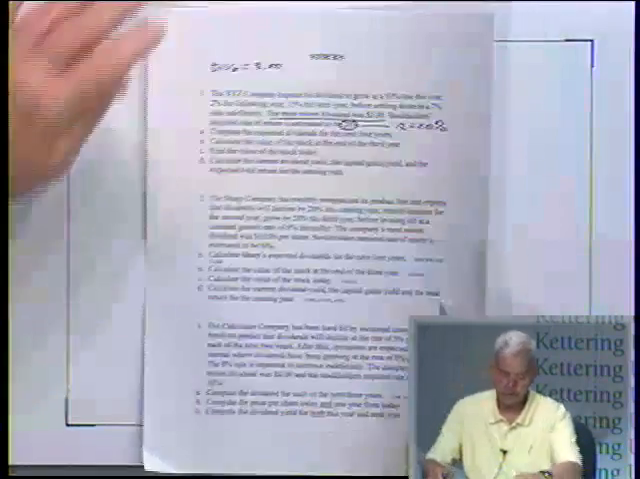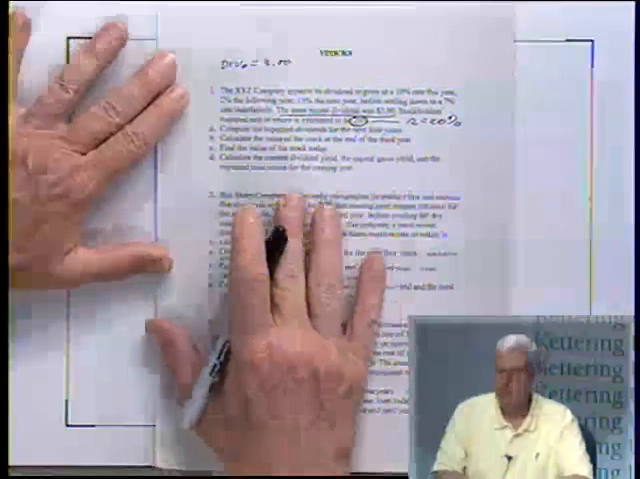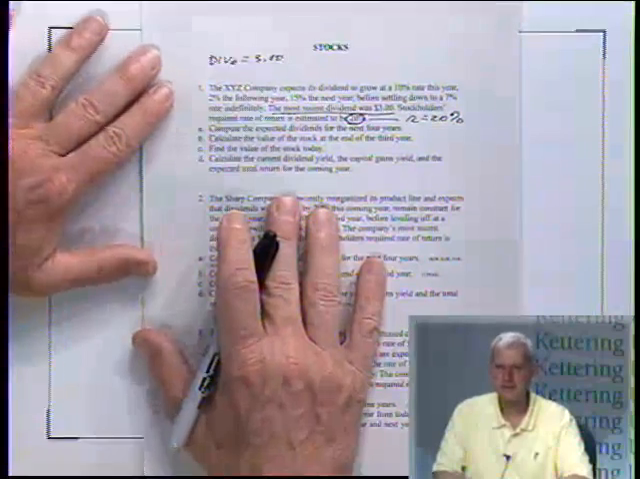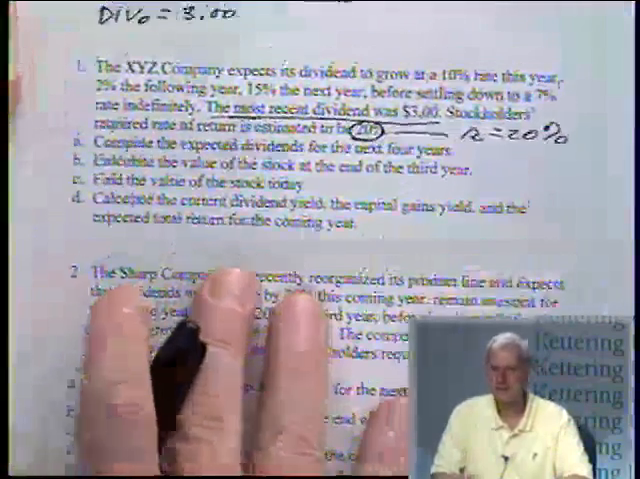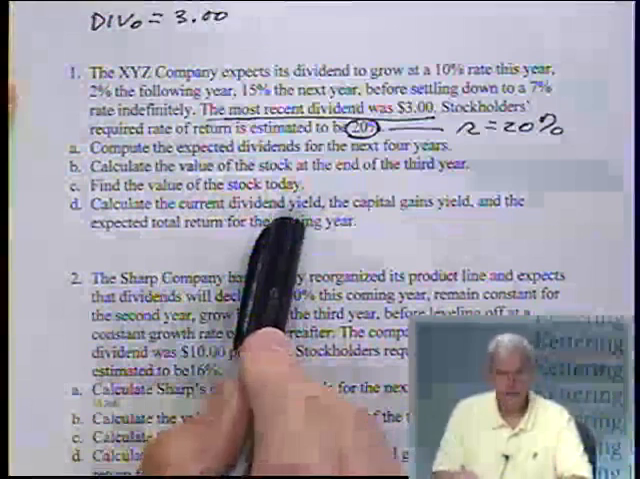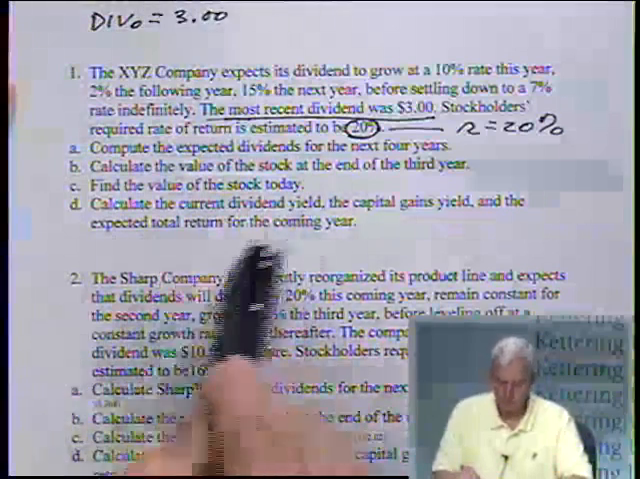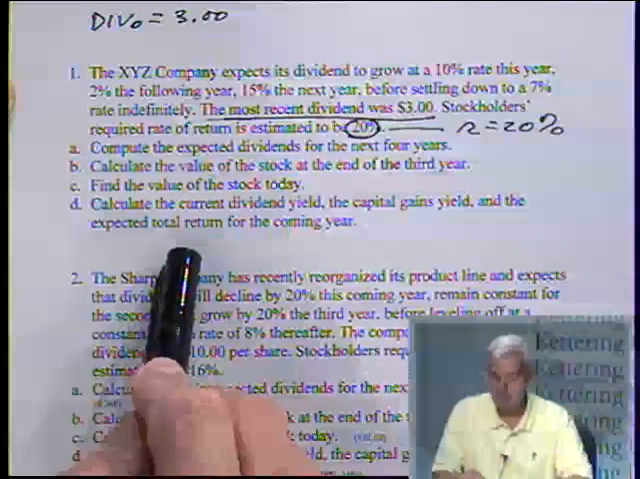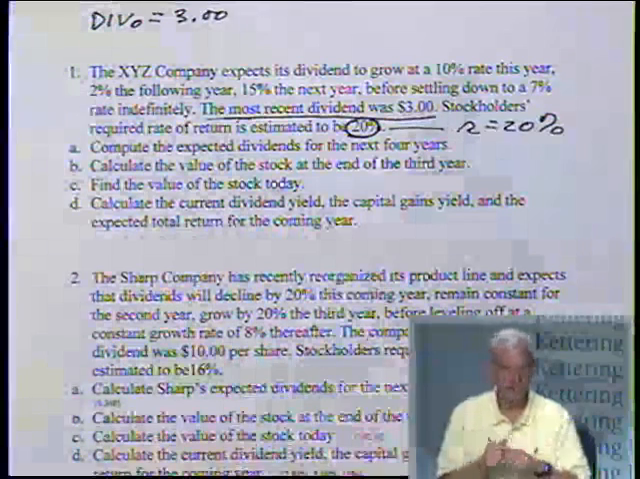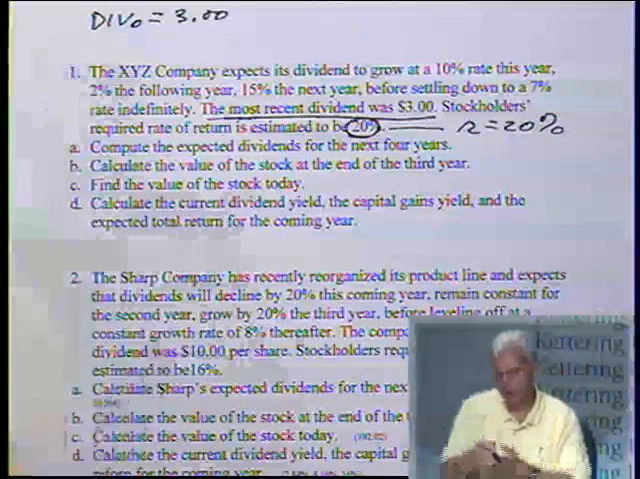Part D. Let me just kind of flip here and bring it in tightly so we can read it. All right, Part D says, calculate the current dividend yield, or in other words, just the dividend yield, the capital gains yield, and the expected total return for the coming year. This is very similar to what we did on bonds. And let me kind of show you where it's coming from, and then we'll come back and try and answer that. So I got to change on you again, Brian, and go back to the big pen here.